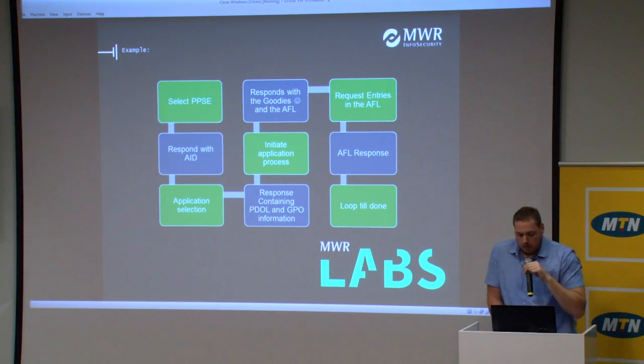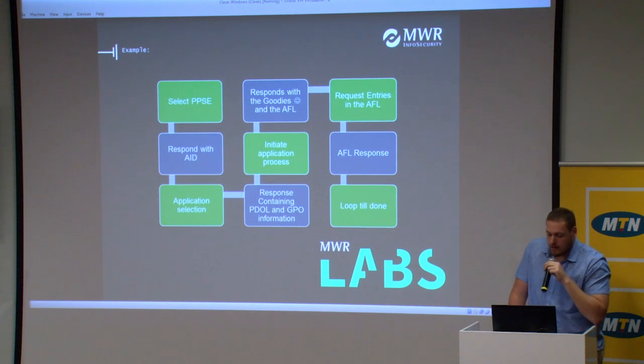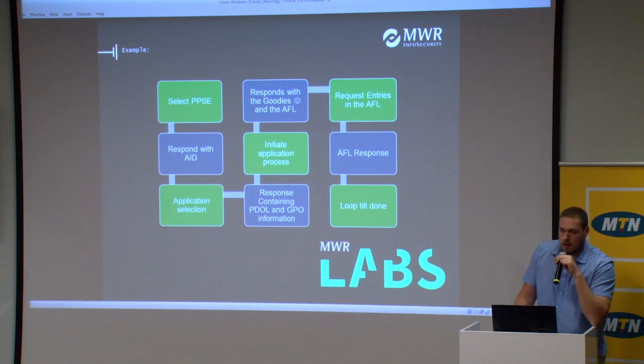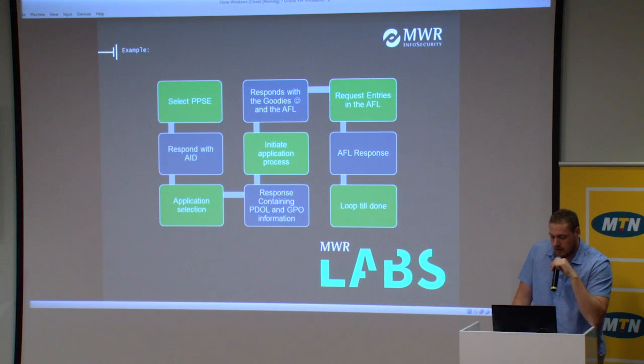The card would then respond with the application identifier, the AID. This contains all of the applications that are currently on the card, meaning either the credit card application or the debit card application. The device would then select the application and send the response back. The card would then respond with something called the PDOL, which is the processing options data list, and also the get processing options information. This allows the device to understand what else is in the card.